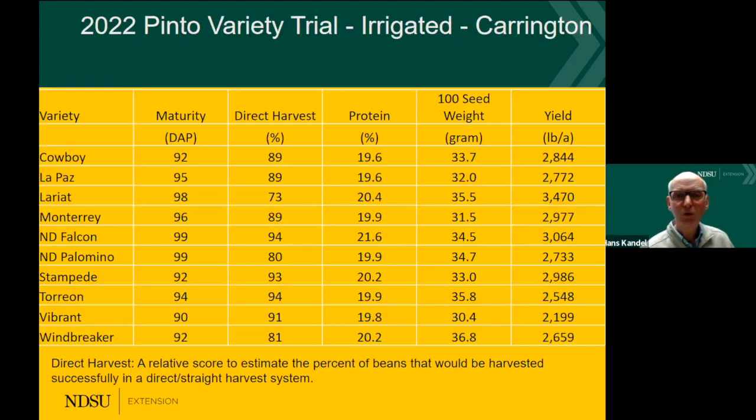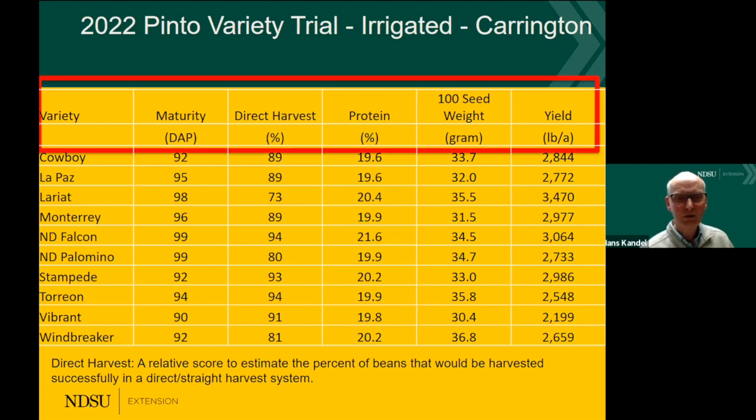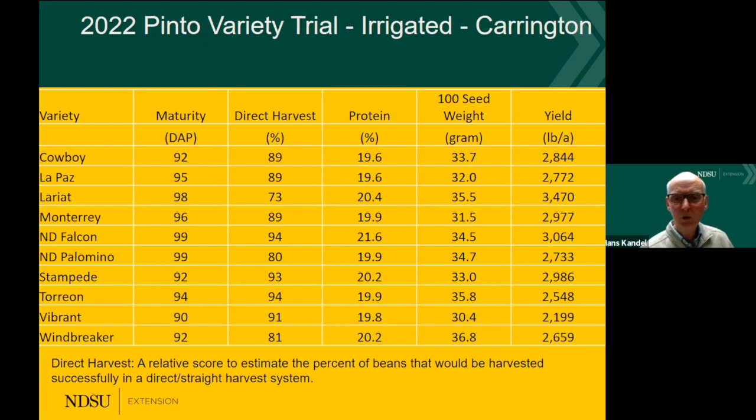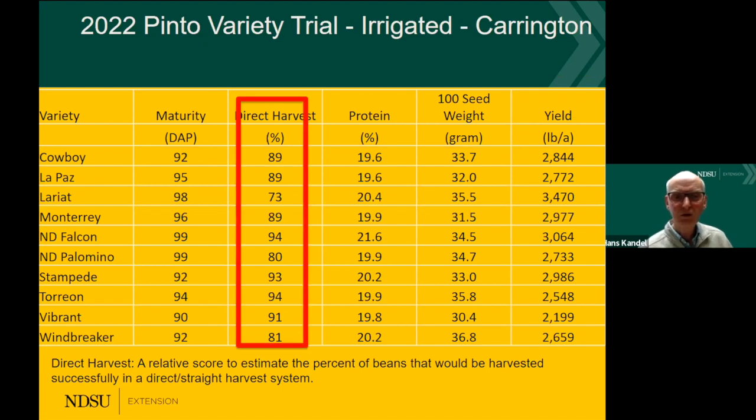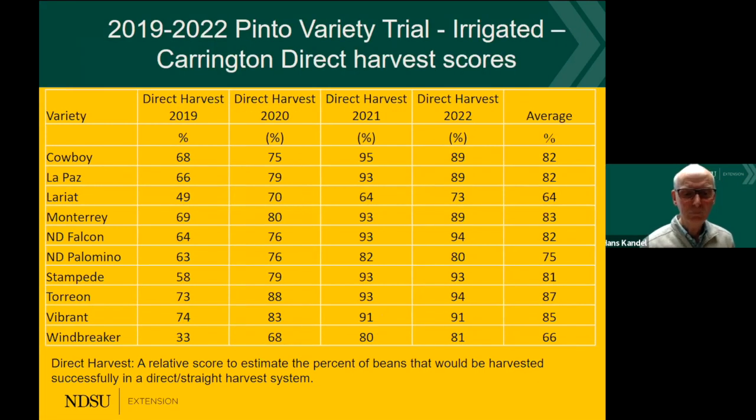So I'm now going to look a little bit at some data that was generated at Carrington, and this is found in the variety trial booklet. So this is the pinto information. So we find their maturity date, we find their direct harvest, protein, seed weight, and yield. So I'm going to look a little bit at the direct harvest number. So here is a table with 4 years.